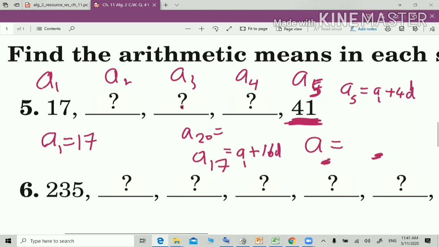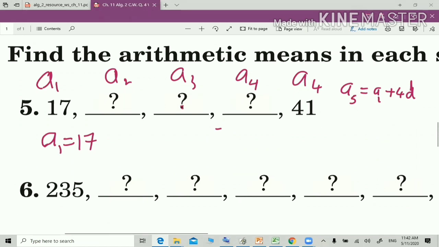Look, here we have a sequence starting with 17 and the last term is 41. He is asking us to write the missing terms. The missing terms are called arithmetic means. Each term between two terms is called an arithmetic mean. This is the fifth term: 1, 2, A3, A4, A5. This is 5. So A5 equals A1 plus n minus 1 D.